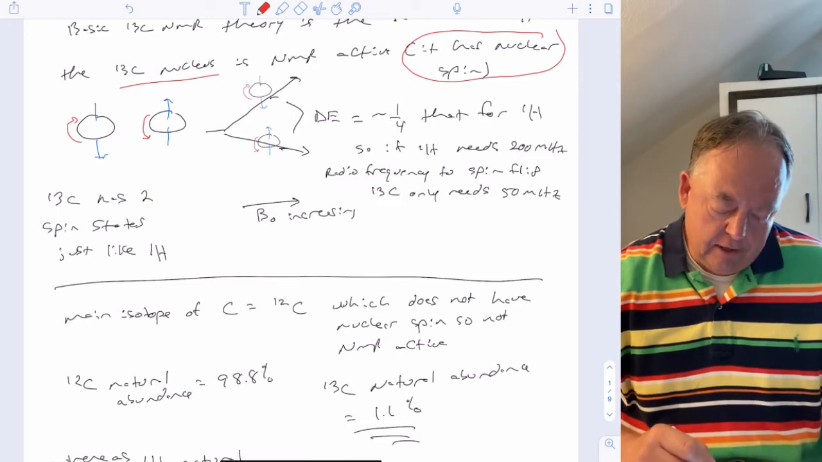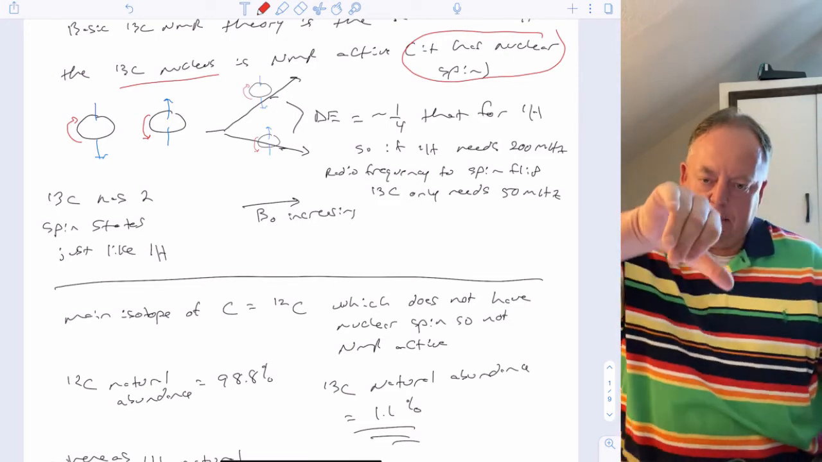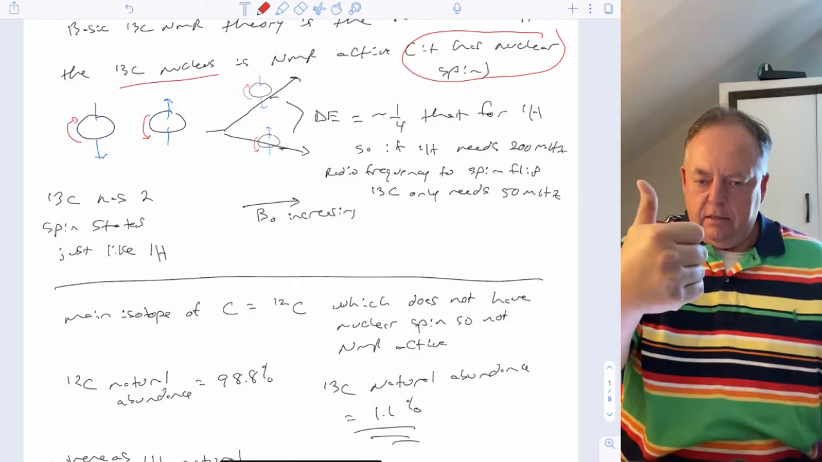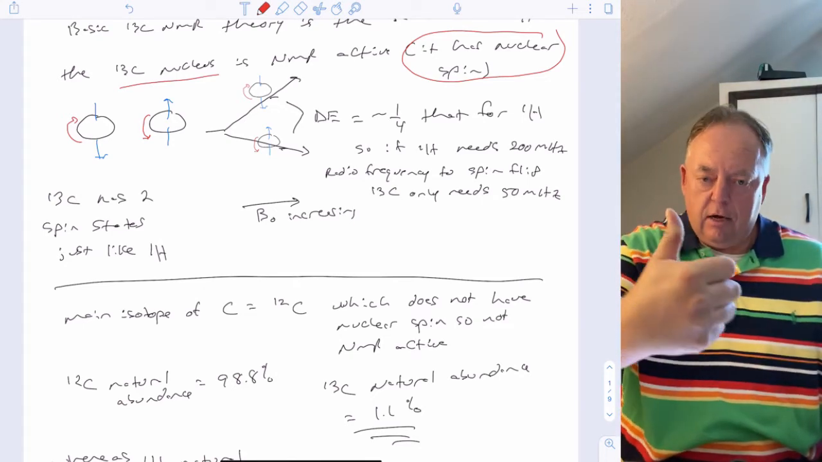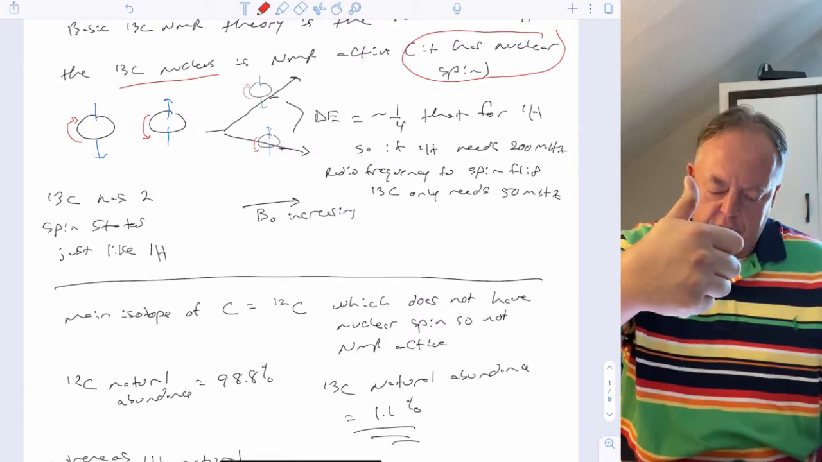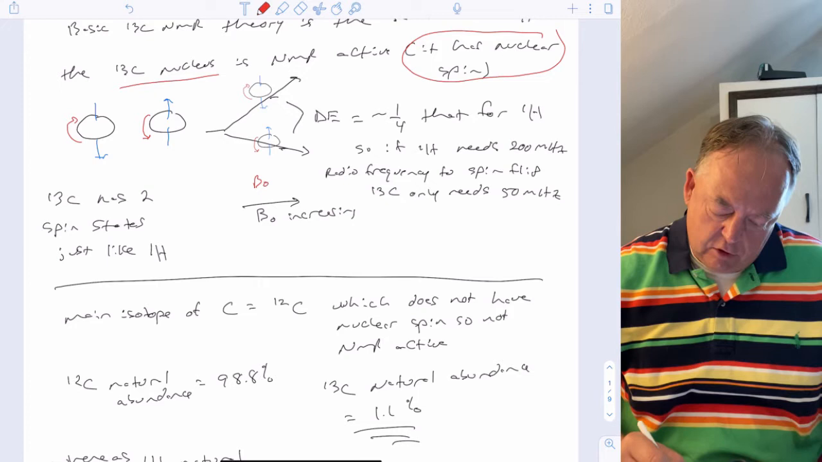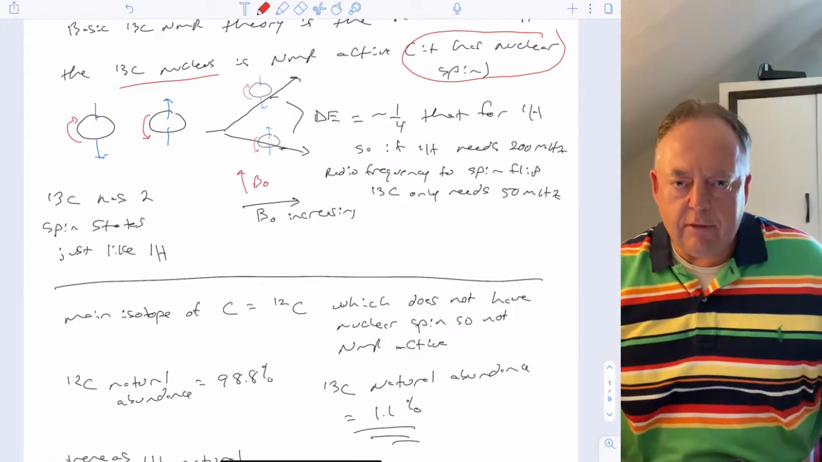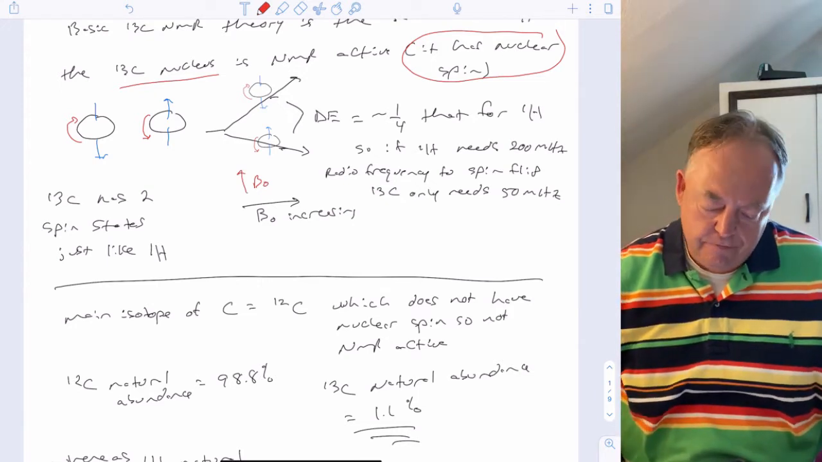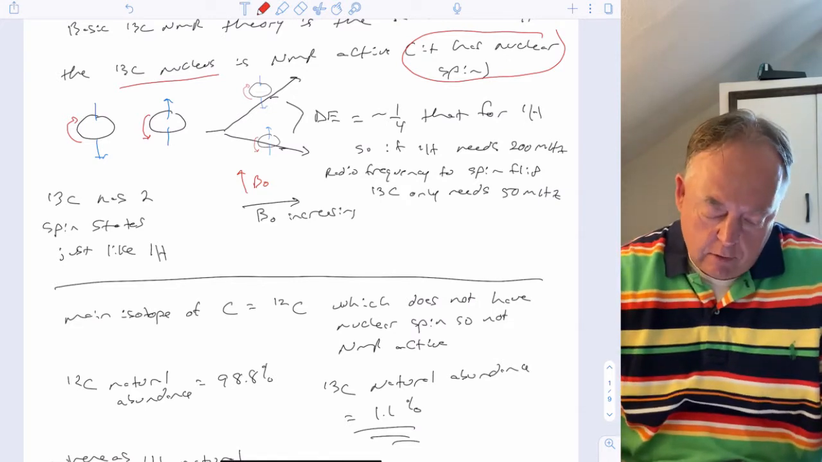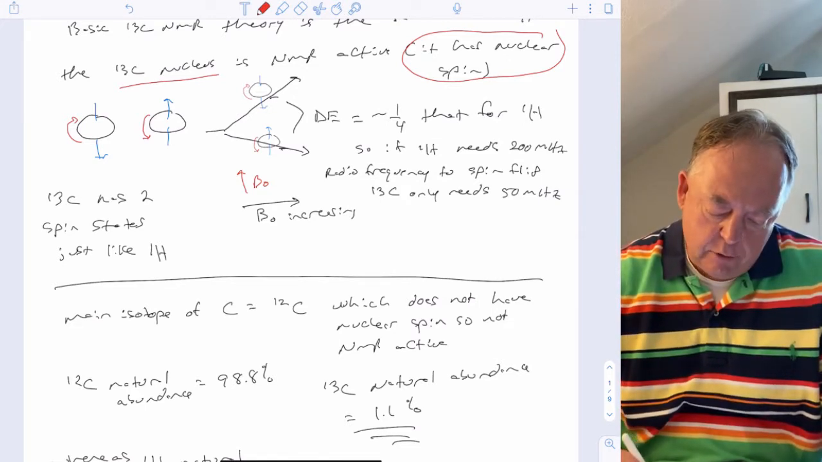So the carbon-13 could be spinning like that, in which case it has a magnetic field in that direction, or it could be spinning counterclockwise, so it has a magnetic field in that direction. And if you put that in the presence of an external magnetic field, then those two nuclear spin states become unequal in energy.